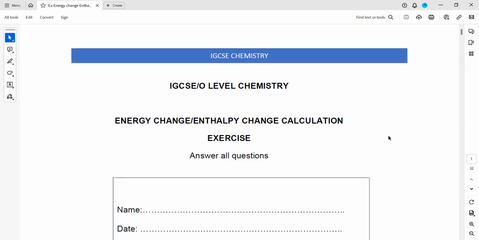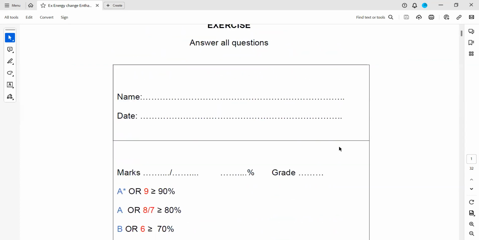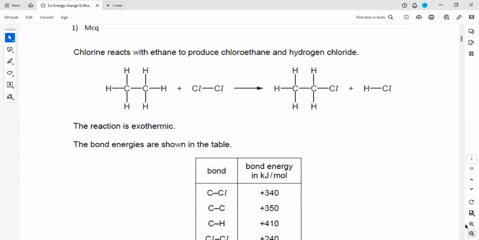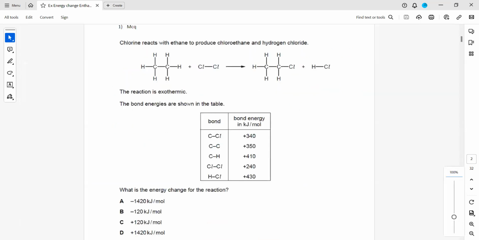So the enthalpy change or energy change calculation exercise has questions in which you will calculate the bond breaking energy, bond forming energy, and then the overall energy change. So the first question: chlorine reacts with ethane to produce chloroethane and hydrogen chloride.